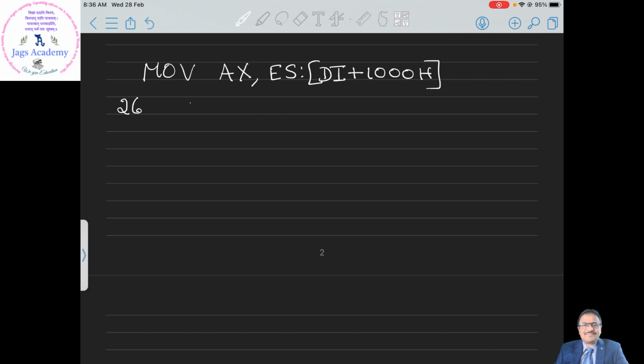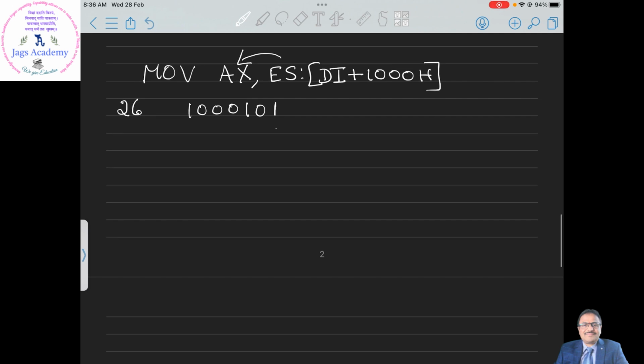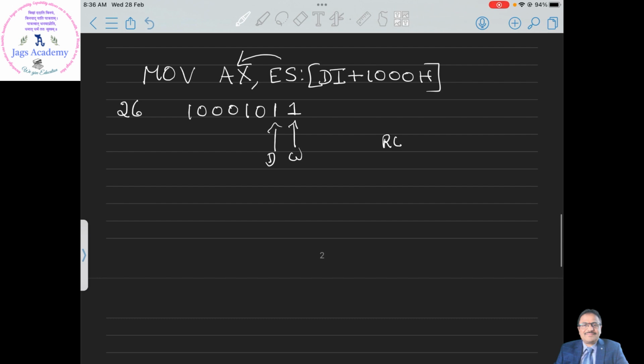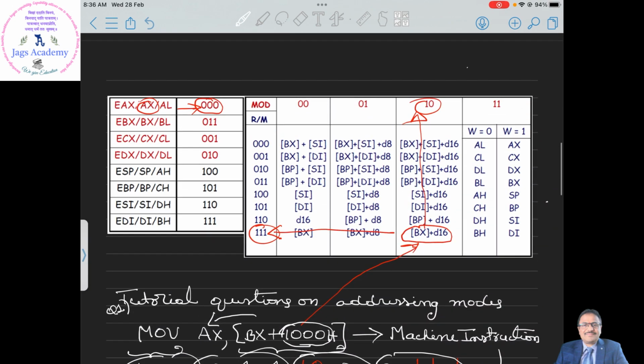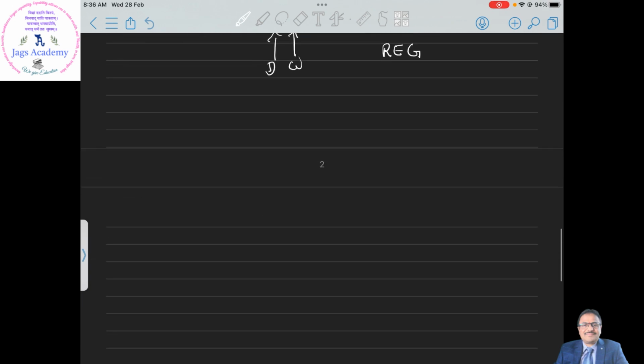First, opcode. Your opcode will be 100010. Then D bit. D bit is definitely 1 because data is going to the register. Similarly, your W bit is also going to be 1 because it is 16 bit, right? And REG, immediately you write REG, definitely from the table, REG for AX is going to be your 000.